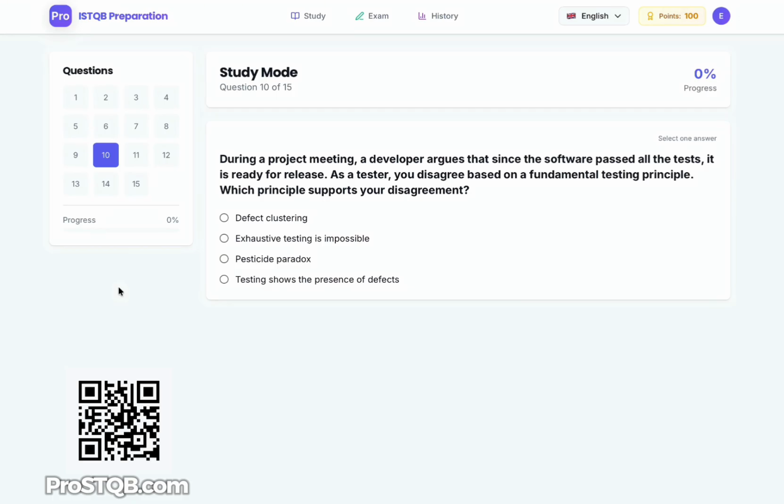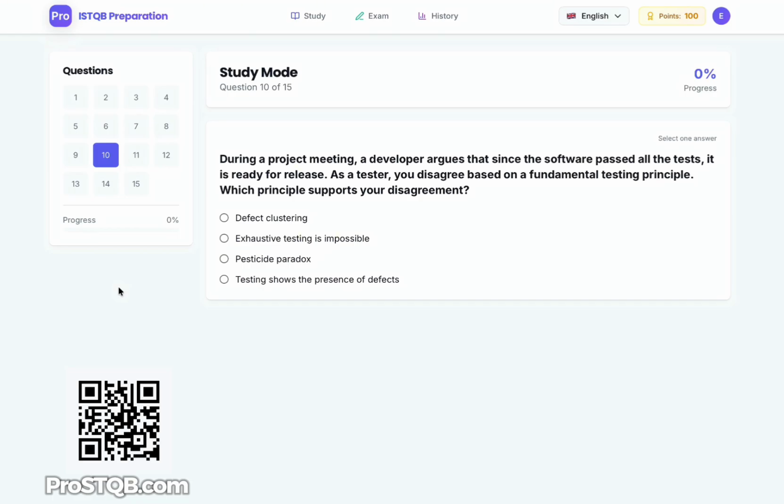Option A, defect clustering. Useful principle, but it tells us defects tend to concentrate in a small number of components. It says nothing about passing all tests. Not our answer. Option B, exhaustive testing is impossible. This is close. Since we cannot test every possible situation, passing all executed tests doesn't mean we covered everything. But notice the question. It asks which principle directly explains why passing tests does not prove the software is defect-free. There is an even better match.